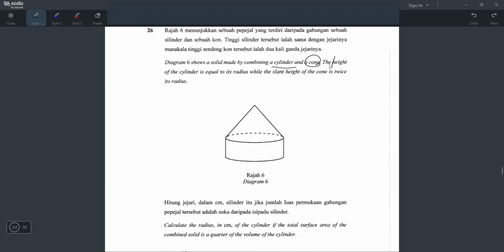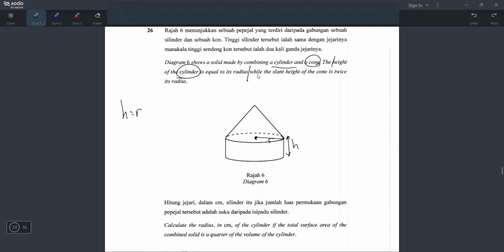Let's read one more time. The height of the cylinder is equal to the radius. This is talking about the cylinder. So the height of the cylinder, usually we call it h, and the radius of the cylinder is r, right? But they already mentioned that the height is equal to the radius. It means they have the same length. Let's say the height is 5 cm, the radius is also 5 cm. If the height is 7 cm, the radius is 7. So h and r are the same value.